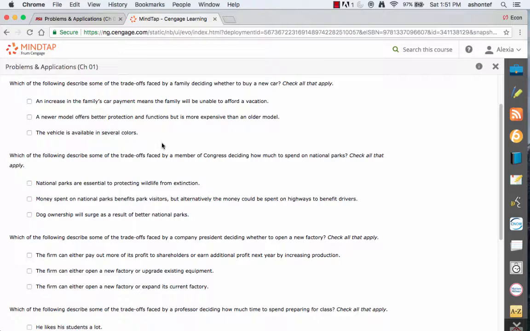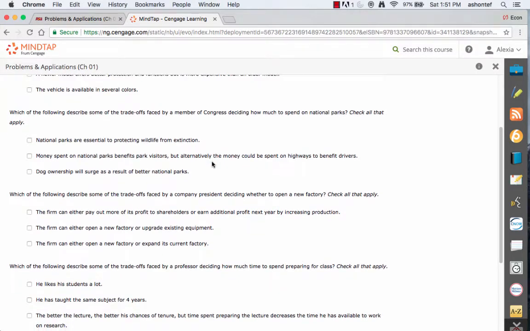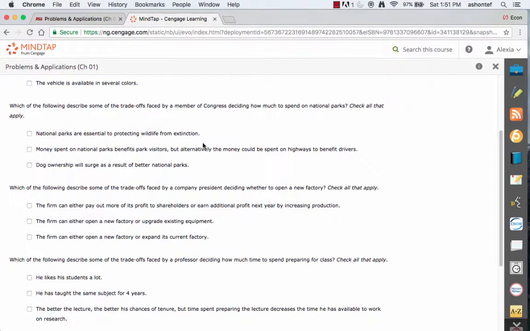And 2, you want to really keep in mind what we mean by trade-offs, because the question is saying, describe some of the trade-offs. So again, these would be things that a member of Congress would be having to think about as a trade-off. So the first question says, national parks are essential to protecting wildlife from extinction.